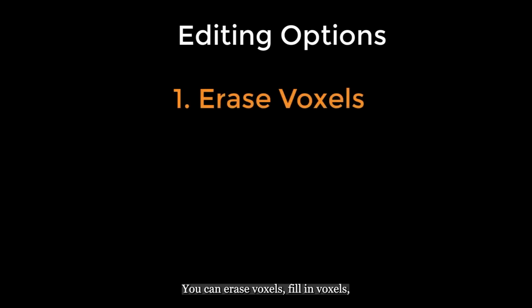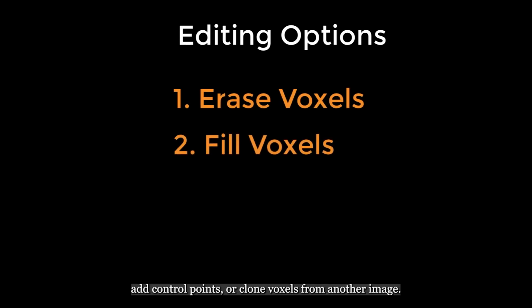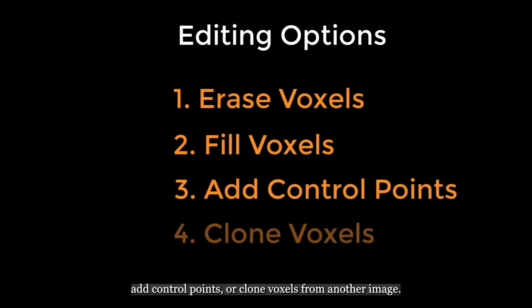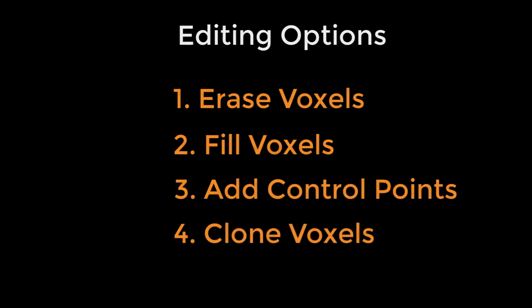If you do need to make an edit, you have 4 options for editing. You can erase voxels, fill in voxels, add control points, or clone voxels from another image. We'll cover these in more detail when reviewing how to fix each type of error.